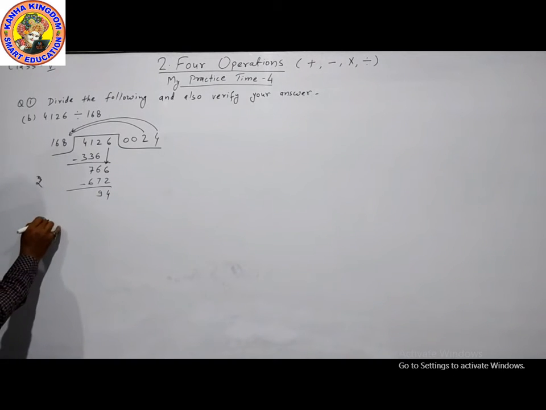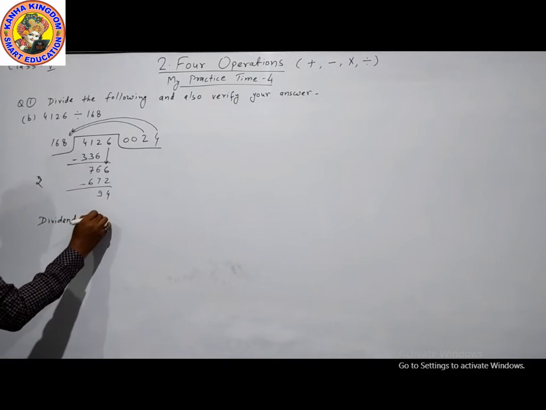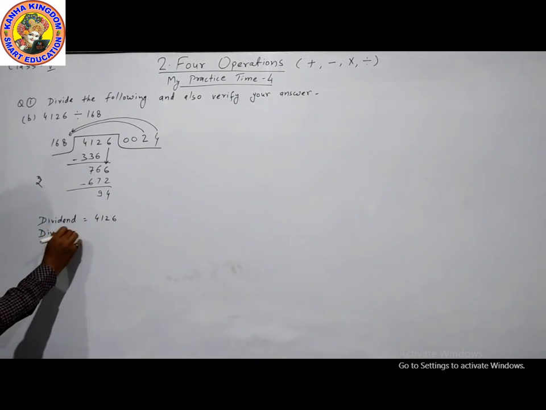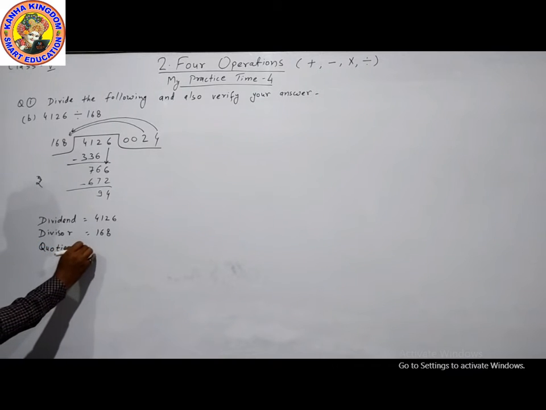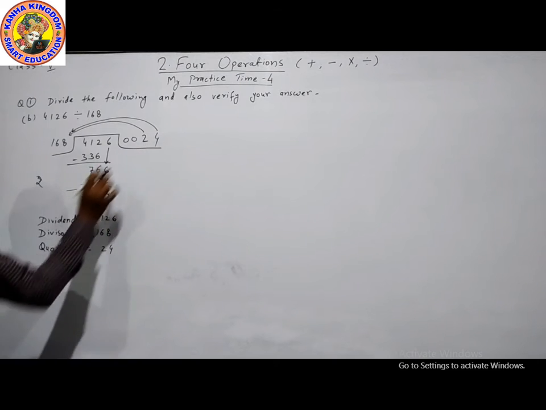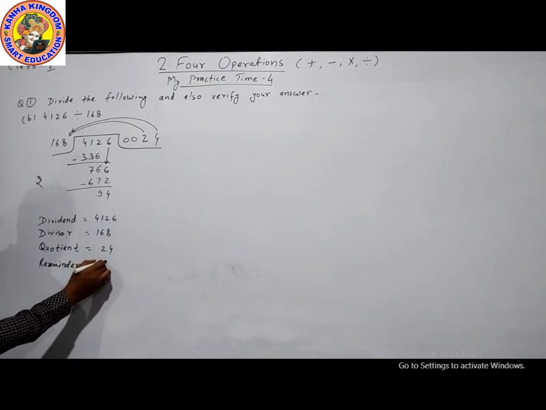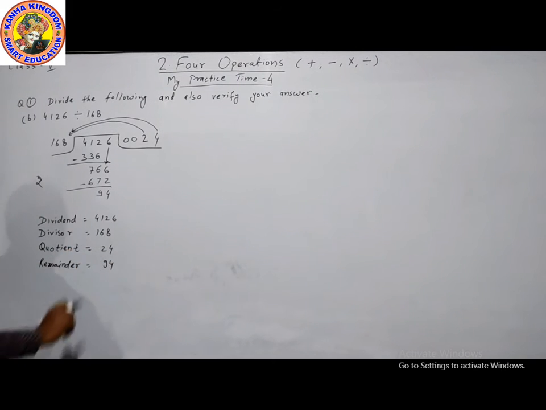Let's take the dividend. Dividend is 4126. Divisor is 168. Our answer, the quotient, is 24. Now the remainder is 94. So quotient and remainder are our answer.